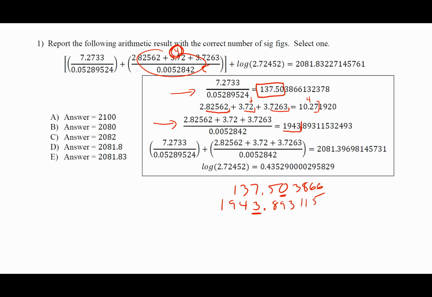And then lastly, we have the log of 2.72452, which is 6 sig figs. So it's taking a logarithm, which means we have to have 6 sig figs after the decimal point. So 1, 2, 3, 4, 5, 6. It's a 0. So 0.435290000029, where our uncertainty is not 0. So where's our largest uncertainty? It's in the ones place. So when we add this all together, our uncertainty has to be in the ones place. So the answer is C.